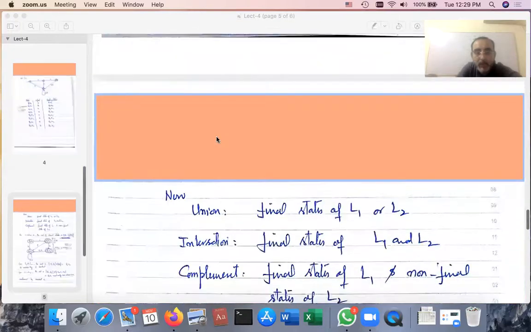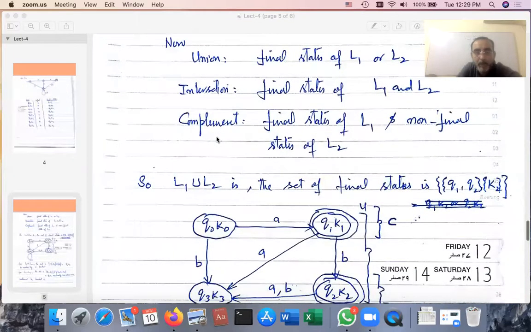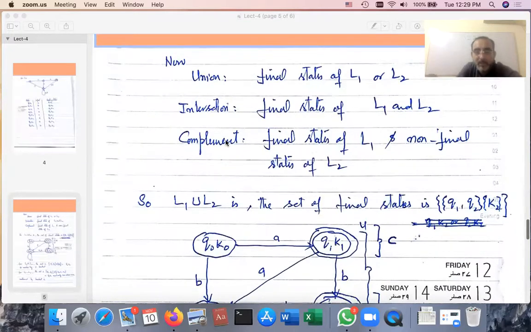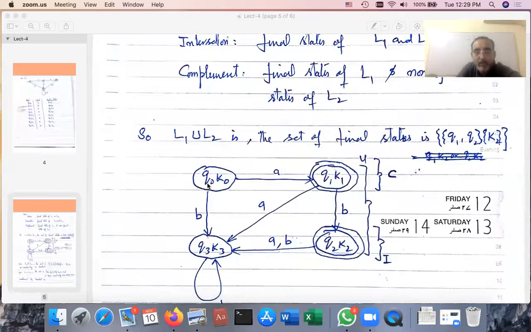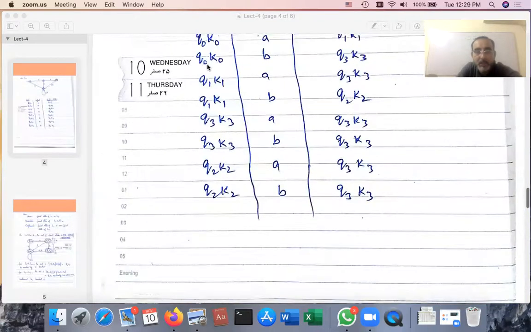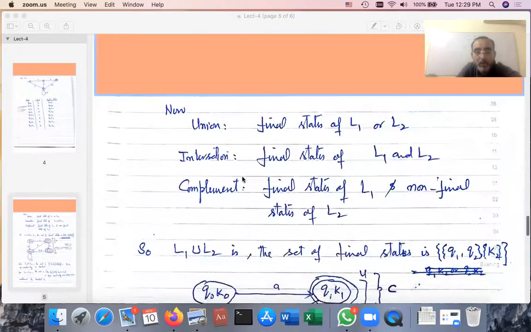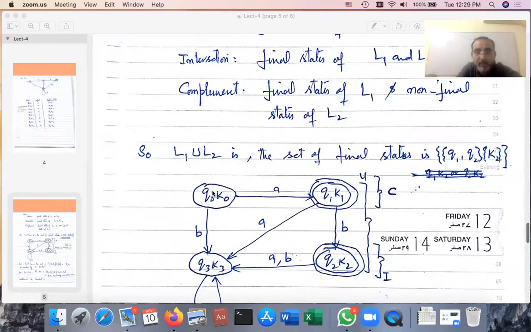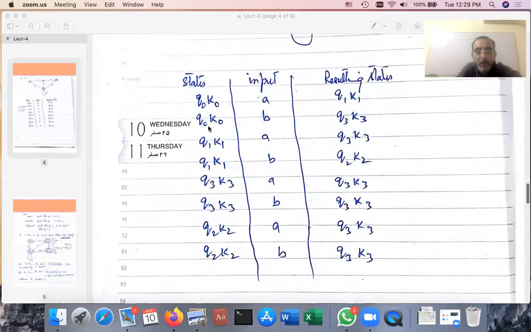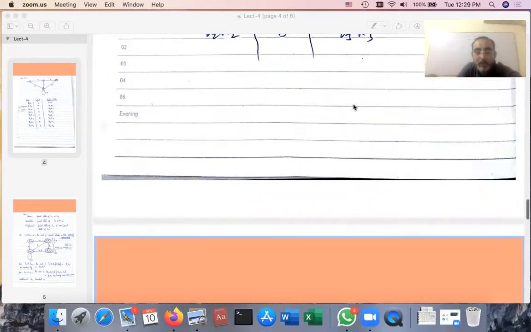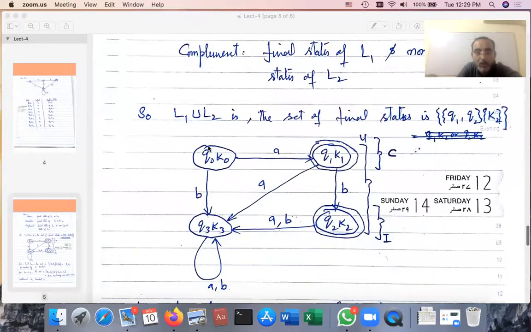So what I can do now, first look over this. In the transition table, I have this Q0, K0. So I have to draw this Q0, K0 as a state. And then I have to draw Q1, K1, Q3, K3, Q2, K2. So from Q0, K0, after taking A, I will reach Q1, K1. So you have to draw a new state Q1, K1.